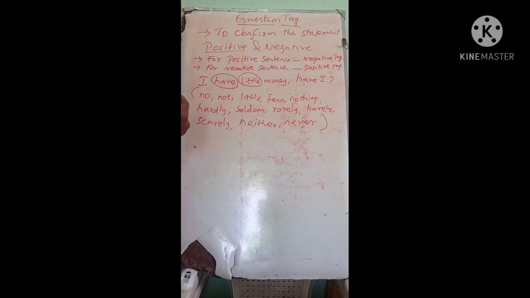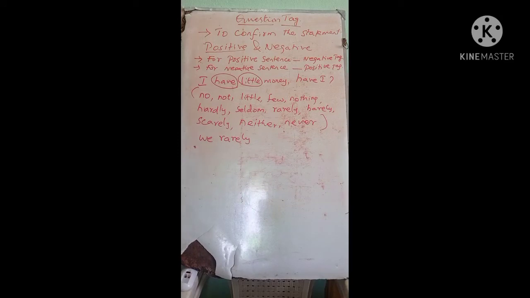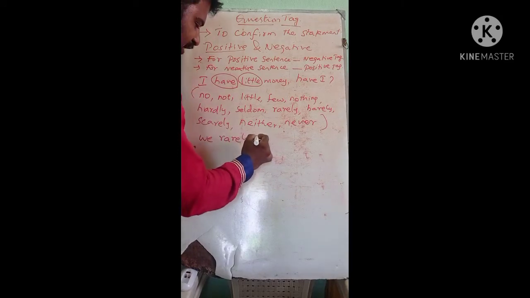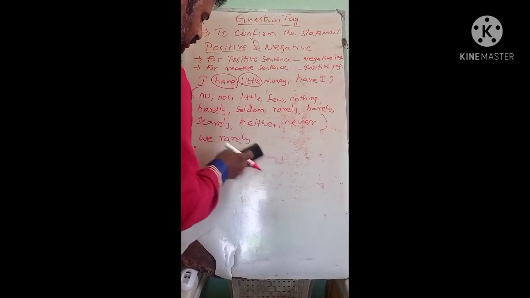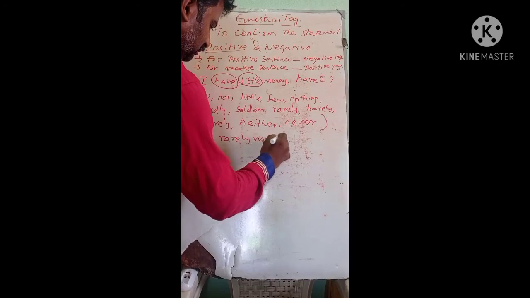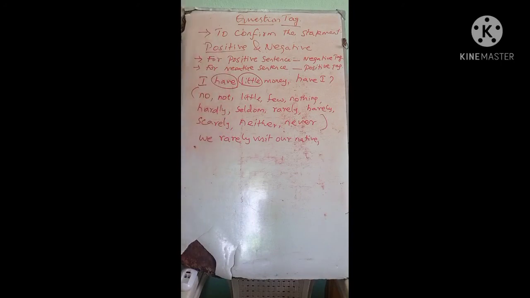Clear? See, let me write a sentence. We rarely visit our native. See, we rarely visit, which means negative word, negative meaning. This is not happening regularly. It happens rarely. So this is a negative statement. We have to write a positive tag.